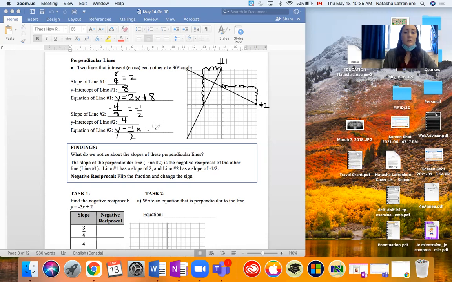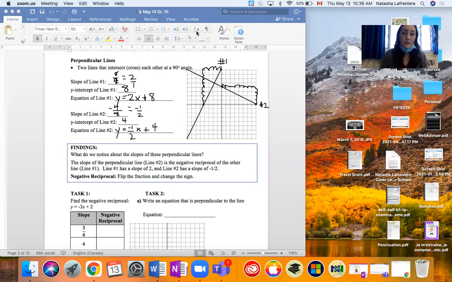Okay, so what do we notice about the slopes? So they're not the same. If they were the same, that means that they would be parallel. So in this case, it's the negative reciprocal. So you're taking this as a fraction, right? So 2 is over 1, like any other number. Okay, so what you're going to do is you're going to flip those two numbers and you're going to make it negative. So if we see here, this is 2 over 1. So for it to be perpendicular, it's going to be negative 1 over 2. So you're flipping your fraction, you're making it negative.